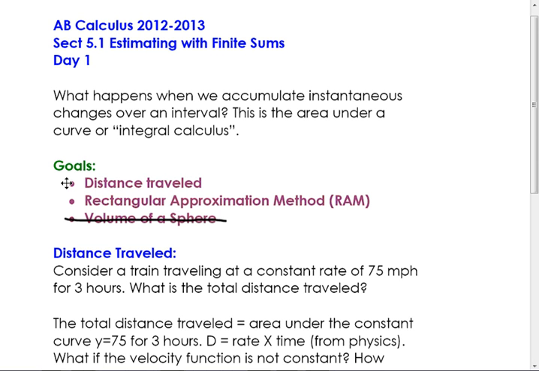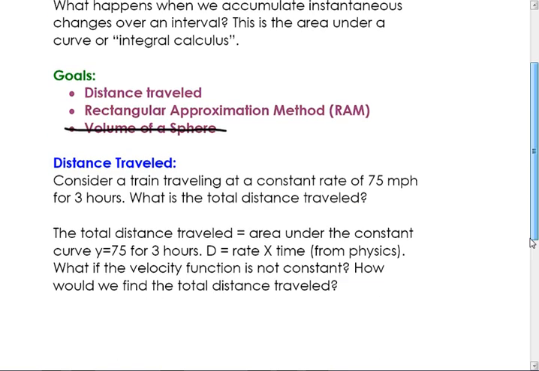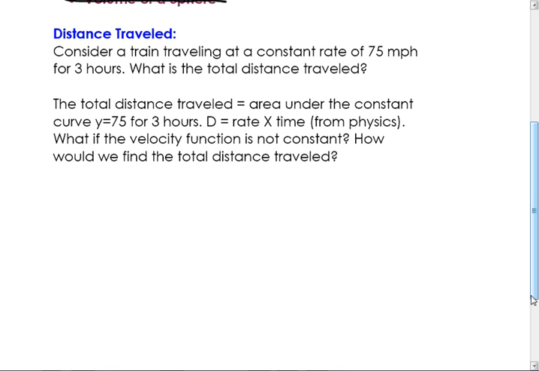Okay, so you guys, how many of you have had physics or are in physics? So you know a lot of this already. Consider a train traveling at a constant rate of 75 miles per hour for 3 hours. What is the total distance traveled? You know this from ninth grade physical science. Distance equals rate times time. Remember that? Let's do it geometrically as well, but that would be 75 miles per hour times 3 hours, whatever that is.